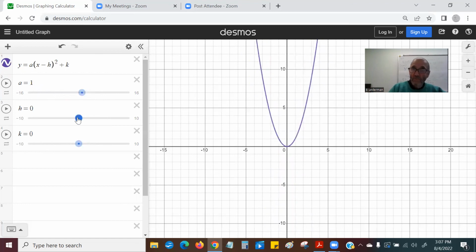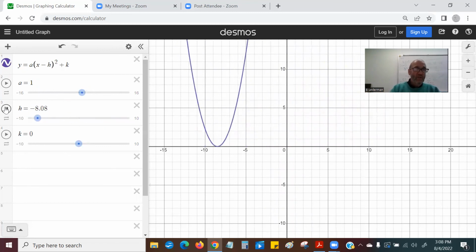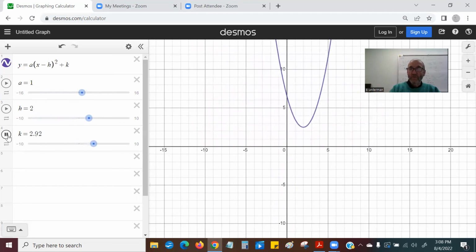Now the H just moves it horizontally, just like we had in a previous video with the general functions. That's all the H does. And the K just moves it straight up and straight down. And that's the story. And that's my H and that's my K.